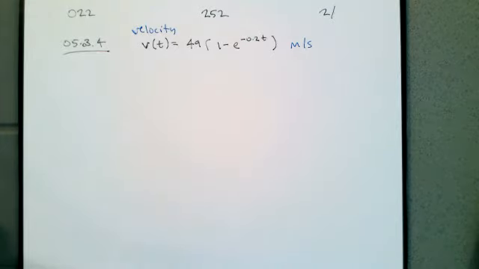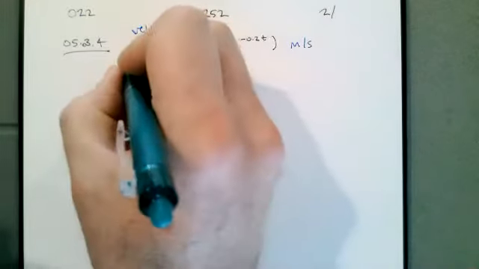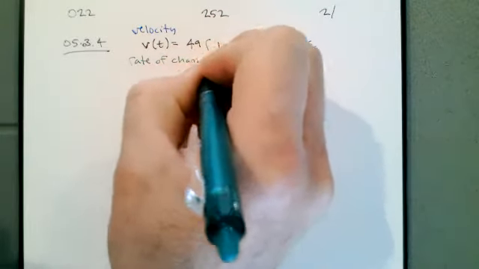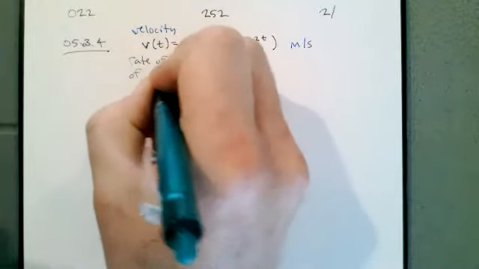Whatever this graph looks like, we need to write an expression for the distance that we fall in t seconds. So velocity is the rate of change of our distance. So this is the rate of change of our distance.